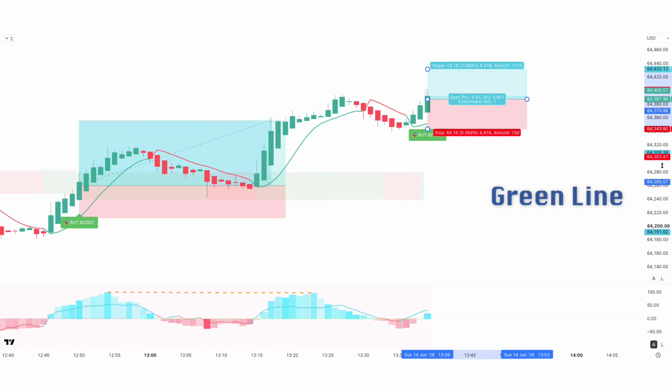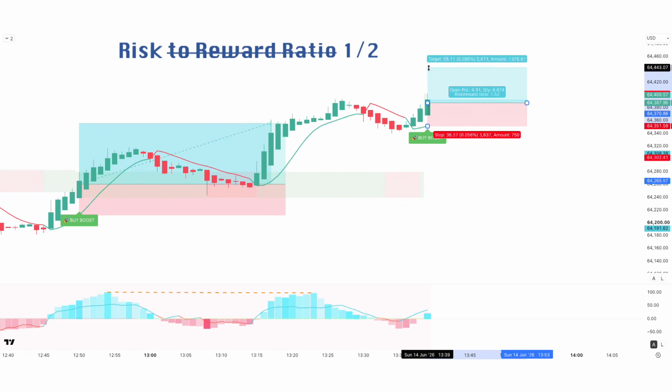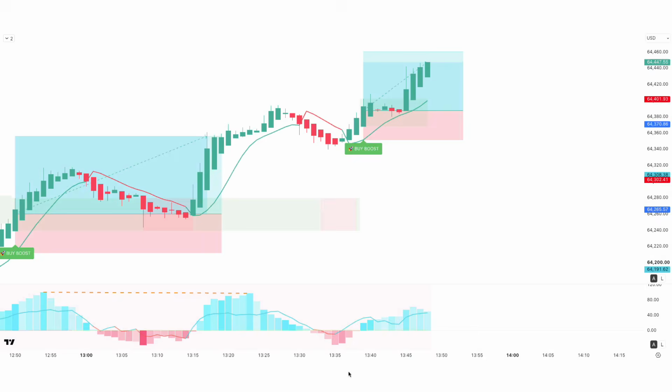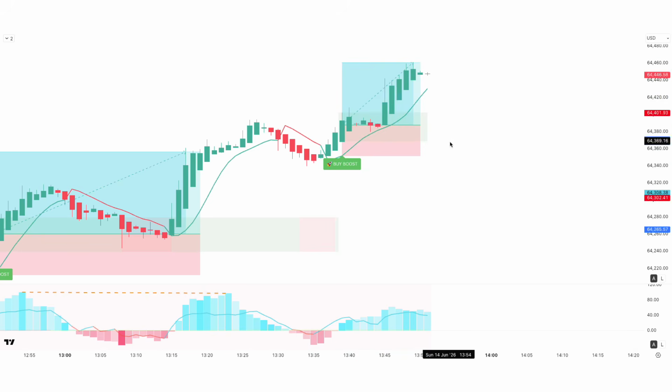Our stop loss is to be placed at the green line, and the risk-to-reward ratio will be 1:2. Let's see what happens to our trade. We have won the trade. Let's find the next trade.